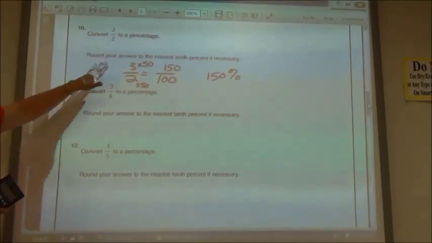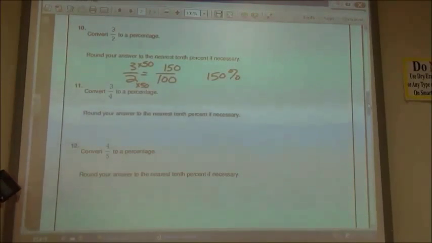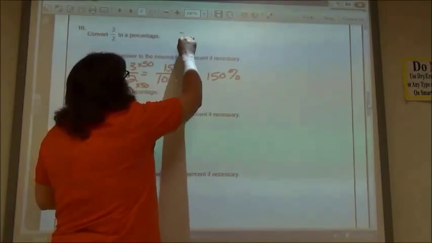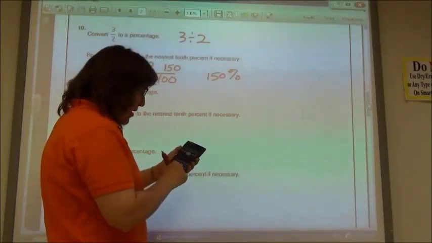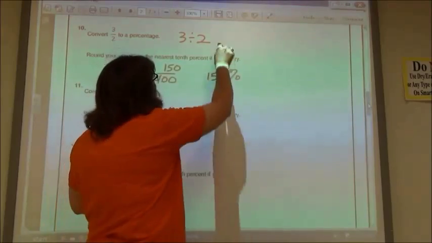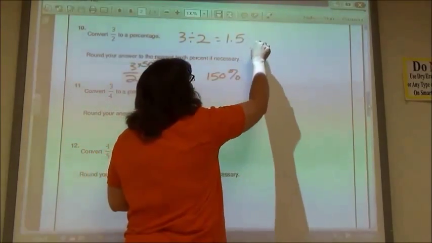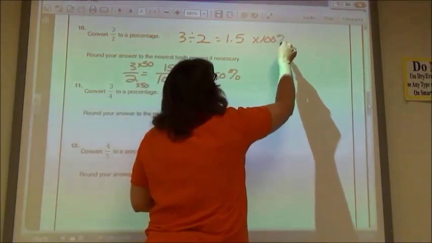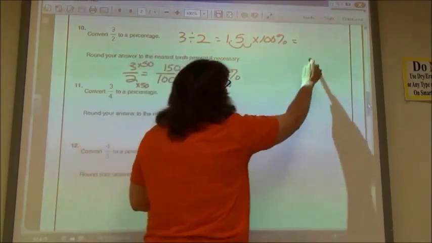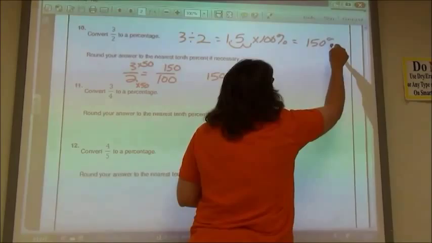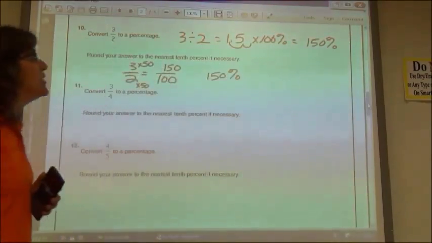The other way to do this is to change your fraction to a decimal. 3 divided by 2, 3 halves. 3 divided by 2 is 1.5. I still have to times it by 100, however, to add the percent sign. So if I move my decimal 2 places, hey, I get the same answer, 150%.